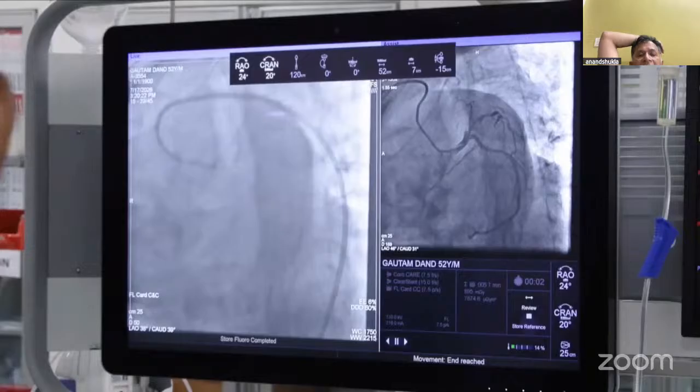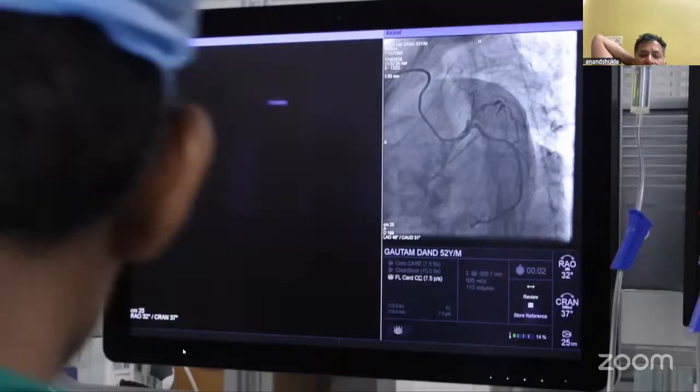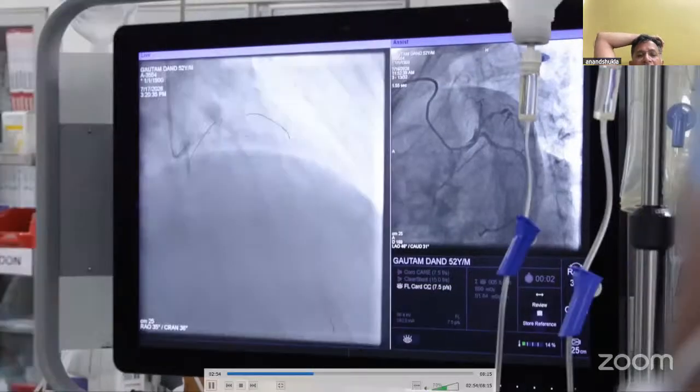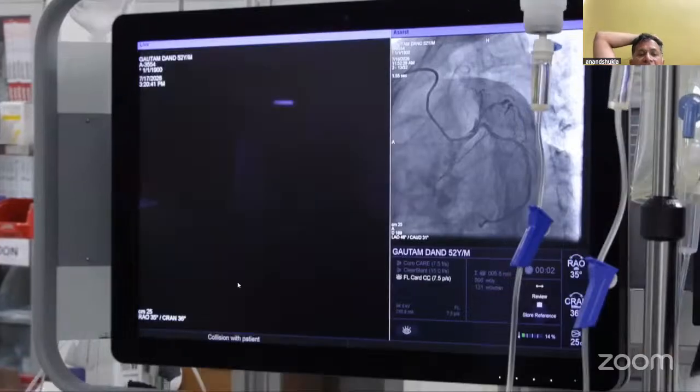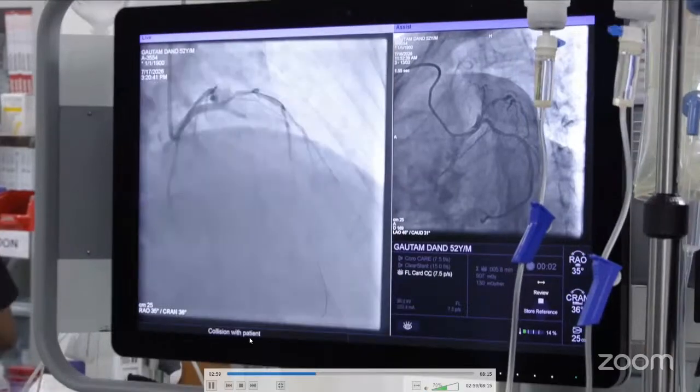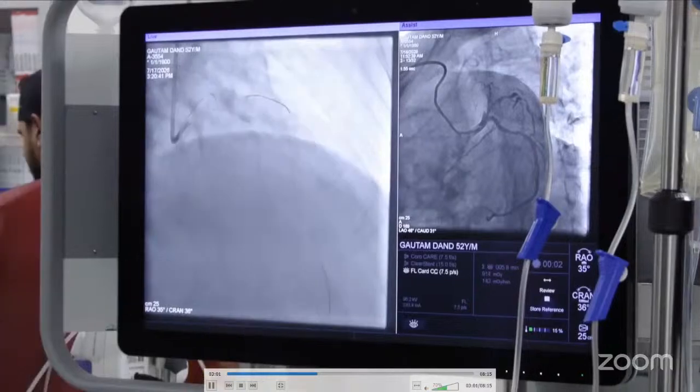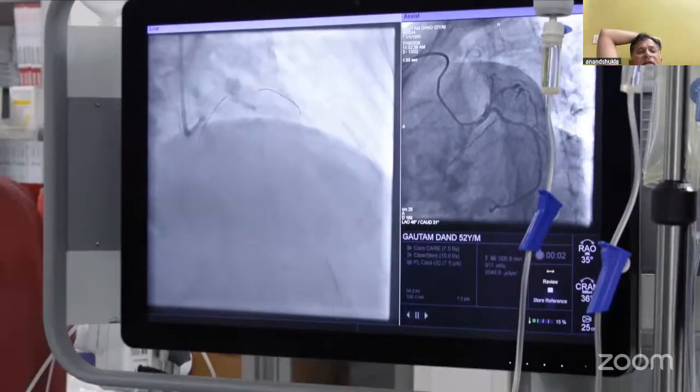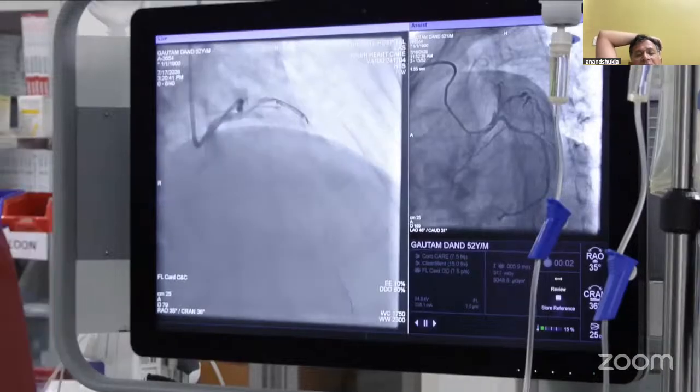Jai, there is a lag between your commentary and the picture, because it is still showing the earlier frame. Now we are seeing the balloon. Yeah. Okay. Now we are seeing the balloon inflation. Yes.